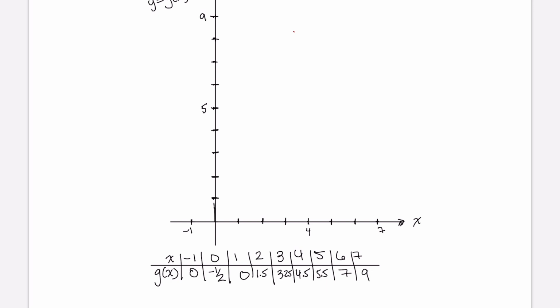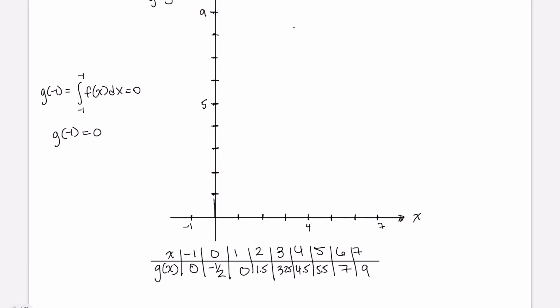Luckily, if you recall, our initial integral, that is, g of -1, well, that's equal to the integral from -1 to -1 of f of x dx, which is just 0. So this is our initial condition here. All right, so at -1, we have 0. And now we can add to that. So at 0, we're going to go down 1/2.